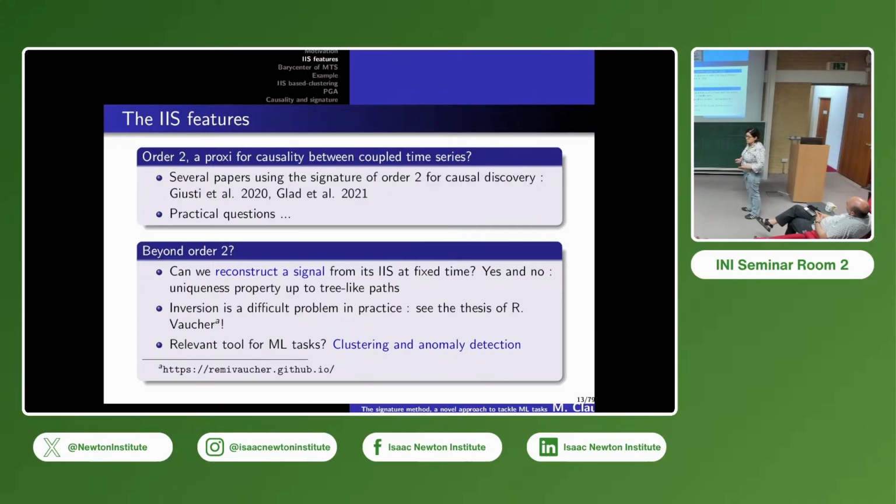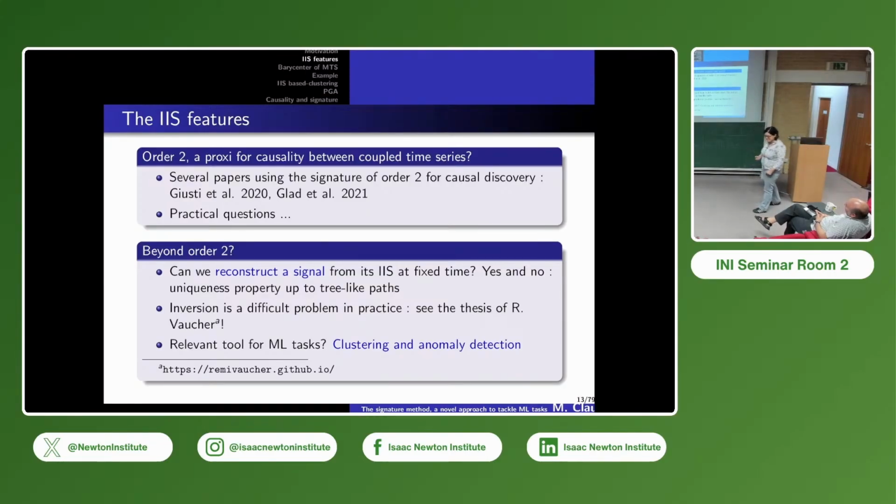So it could be interpreted in a very loose way as a proxy for causality, which is not true, because after that, some people at Oxford, notably a former student of Terry Lyons, proved that the right way is to use kernels.